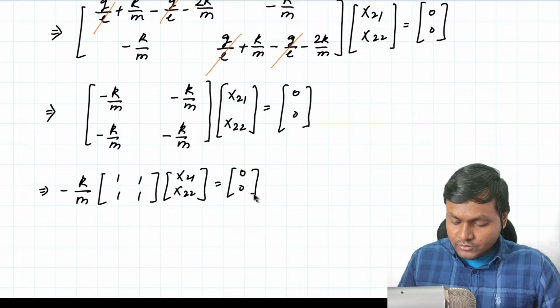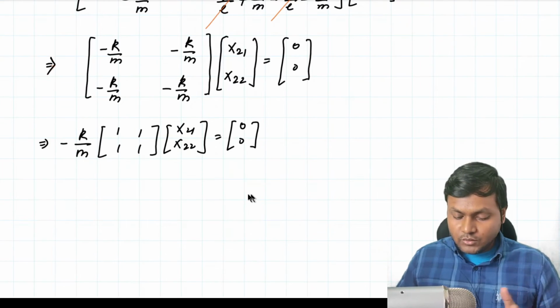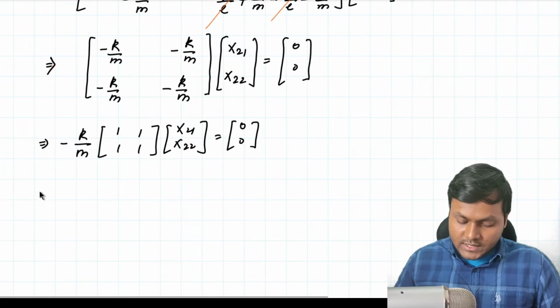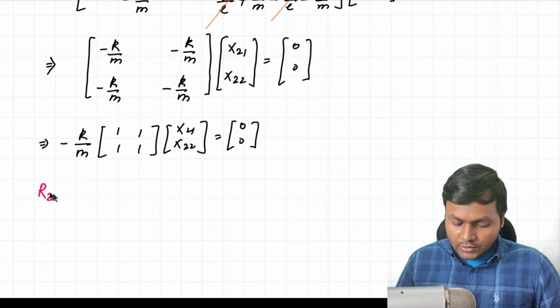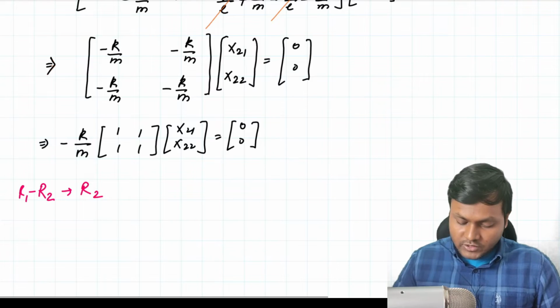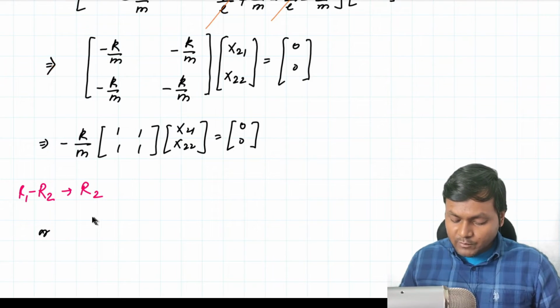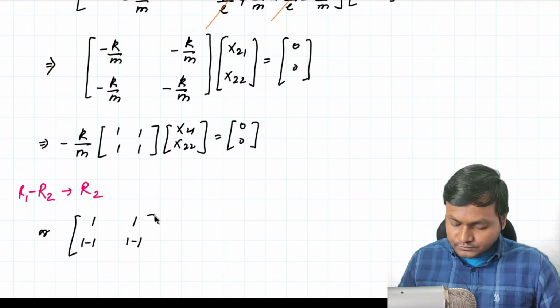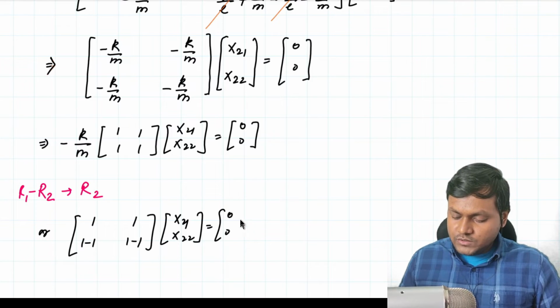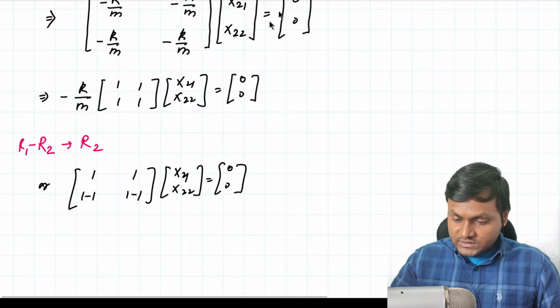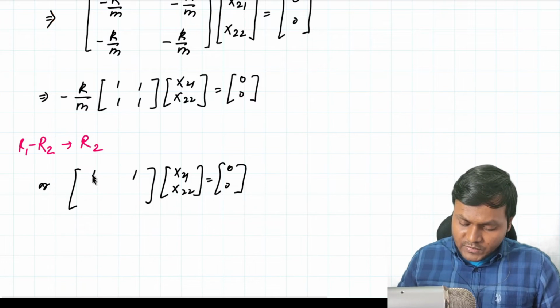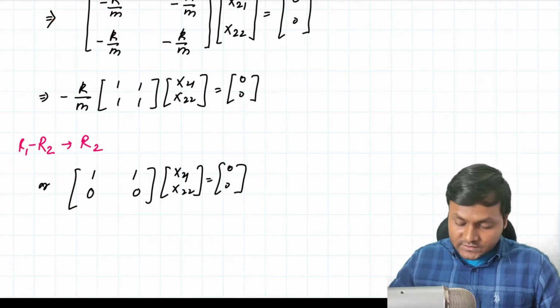It is equal to 0, 0. What I want to do is reduce the rows of this particular matrix. I'm going to subtract R2 from R1, and then substitute it in R2. If I do this, minus k upon m vanishes, you have 1, 1 here, and you have 1 minus 1 and 1 minus 1. So x21, x22 is equal to 0, 0. This gets cancelled out and you are left with a 0 here. This simplifies our problem in finding the eigenvectors.